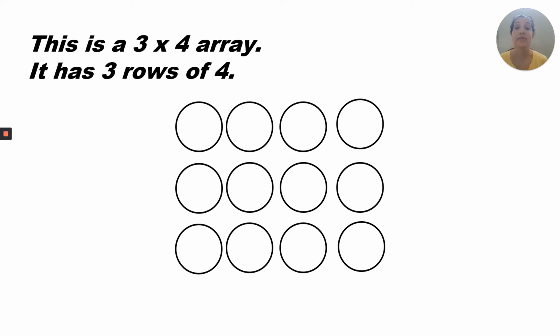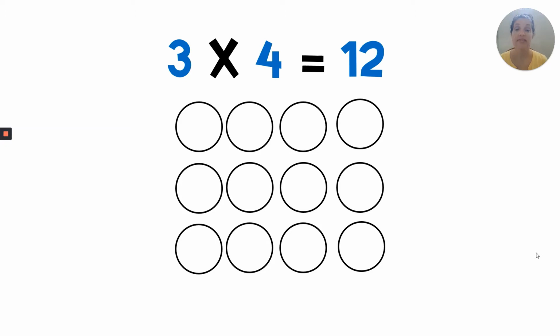This is a 3 by 4 array. It has 3 rows of 4. 1, 2, 3 rows. 4 in each row. The multiplication equation would look like this. 3 groups of 4 equals 12. Let's check that out. We have 3 groups of 4. Let's skip count. 4, 8, 12.